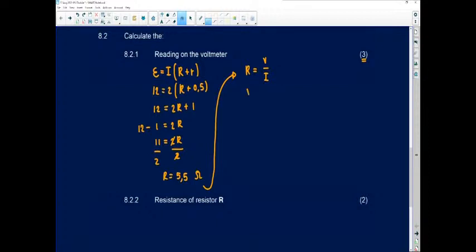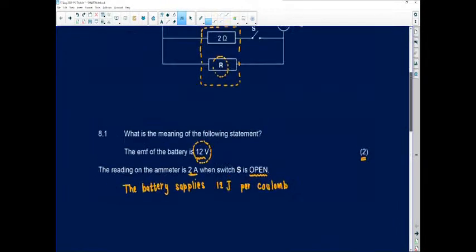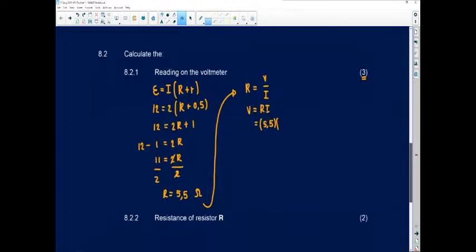So they want the voltmeter reading, so that's going to be V is equal to RI. The R that I found was 5.5. It is the total resistance of the circuit. Therefore, I'm going to say my current. They did say when the switch S is open that we have a reading of 2 amperes. So that's where the current comes from.